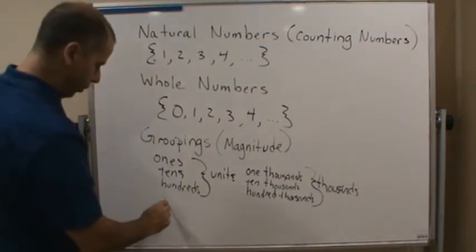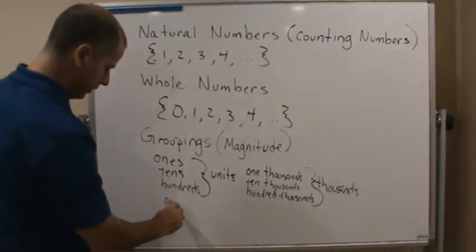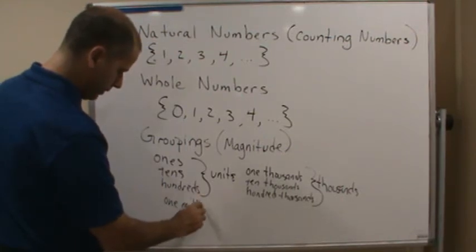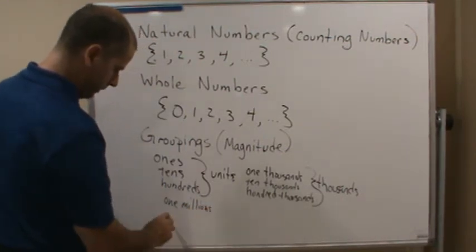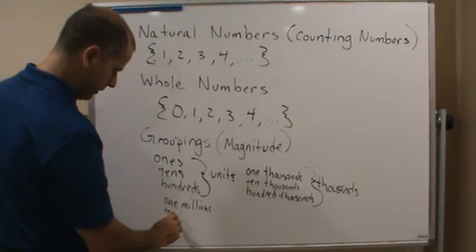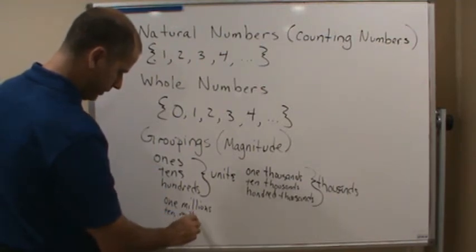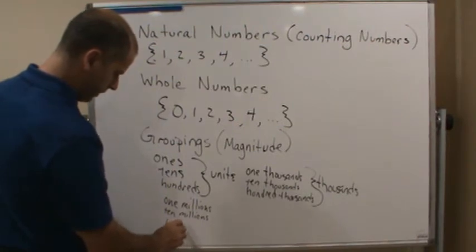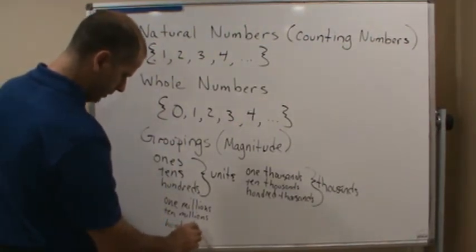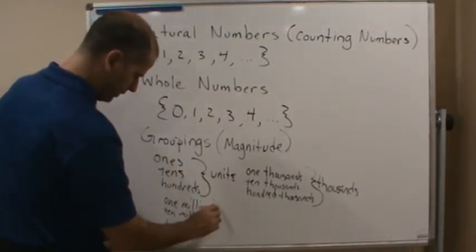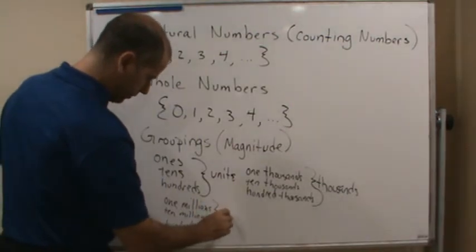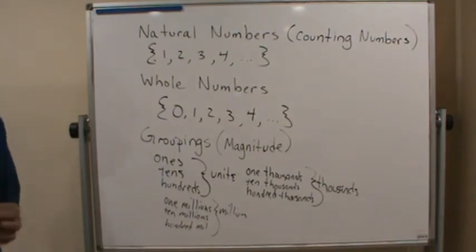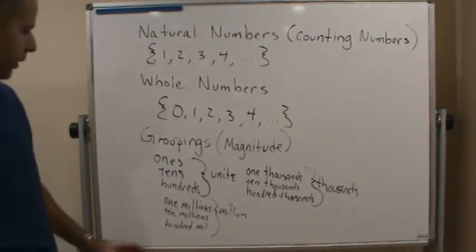Well, then we have the 1 millions, the 10 millions, and 100 millions, and this group is the millions, right? So this group is called the million. And this is what I mean by magnitude, right? So we call these units.